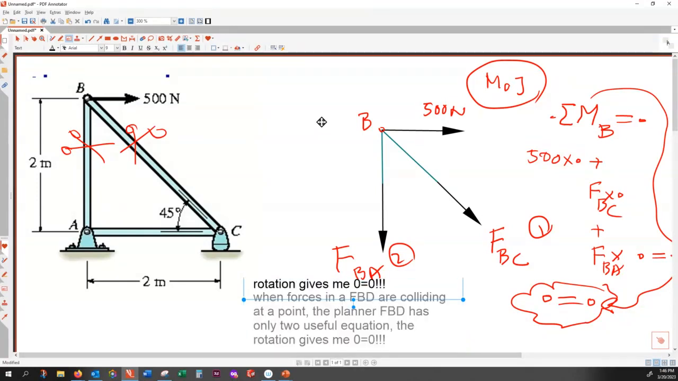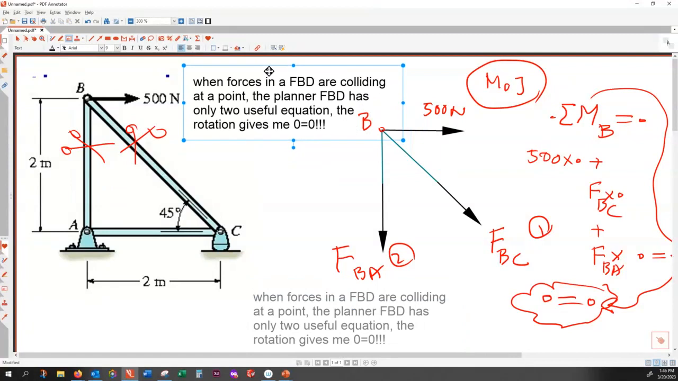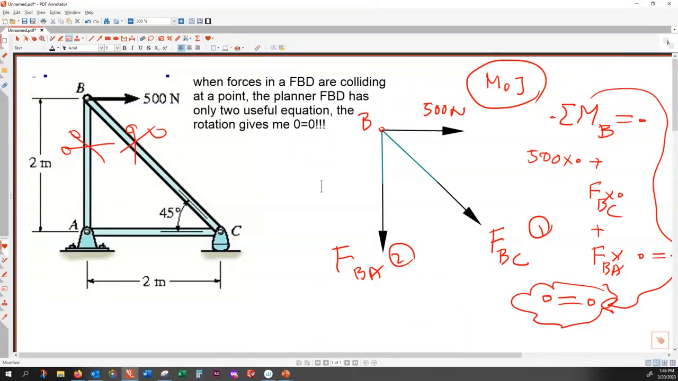Okay. How is this conclusion? Who agrees with this conclusion? So here I have a free body diagram. In this free body diagram, all forces are colliding at one single point, or the system of forces are concurrent. When the system of forces are concurrent, or colliding at one single point, you only have two useful equations. You don't have three useful conditions.